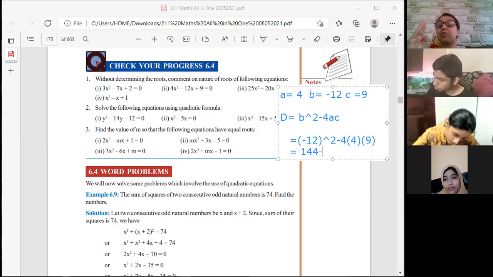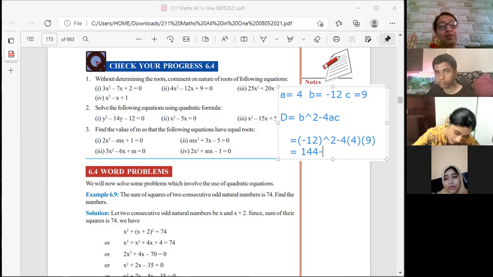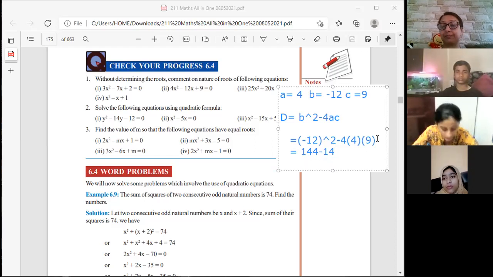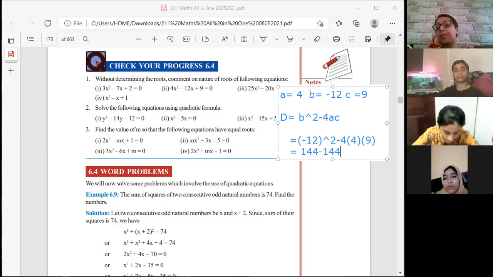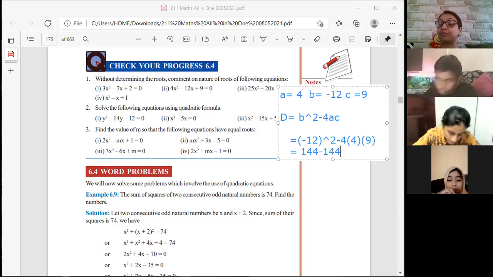Now, I have to do minus 4AC. So, my A is 4. My C is 9. So, 4 multiplied by 4 multiplied by 9. Correct? 4 fours are 16. 16 multiplied by 9. What will that be? Again 144. Or if you can do it that way, you can do 9 fours are 36. 36 into 4 is also 144. So you can do it the way you find it easier.